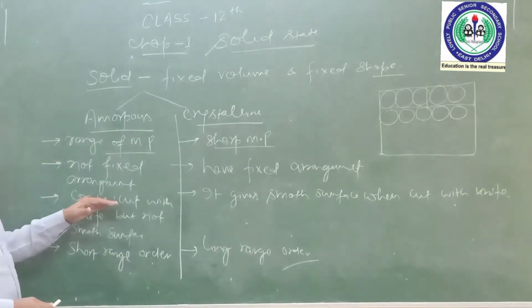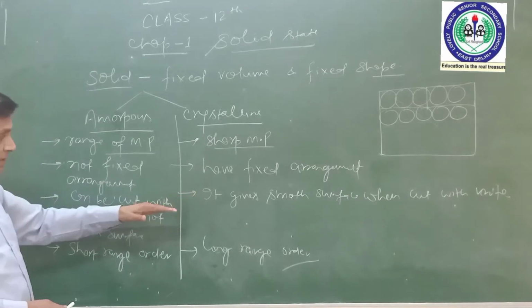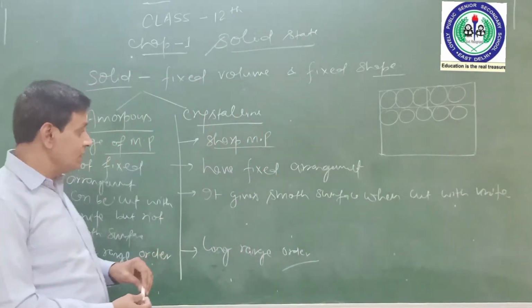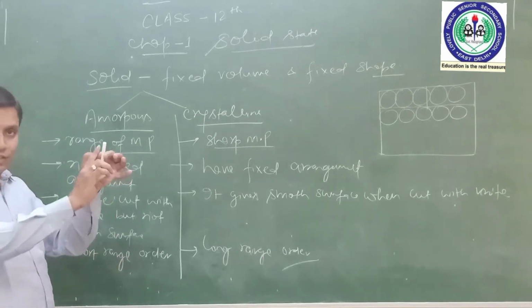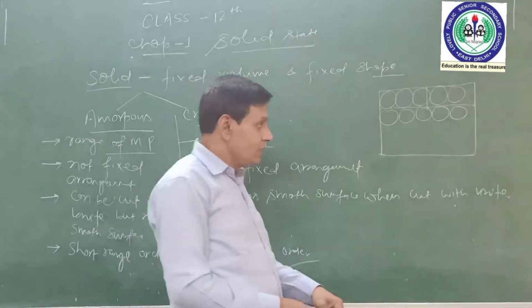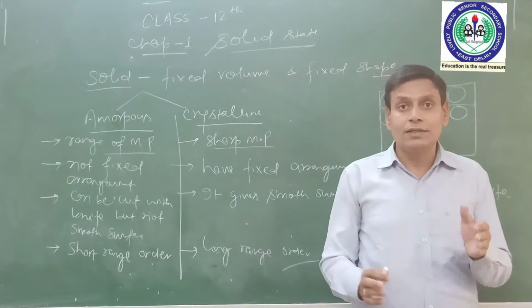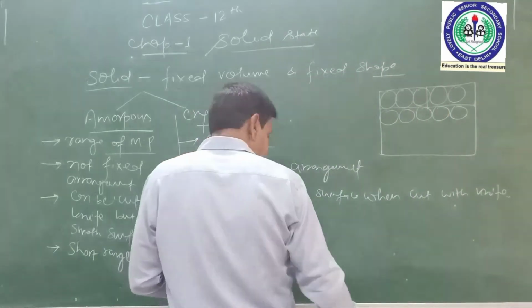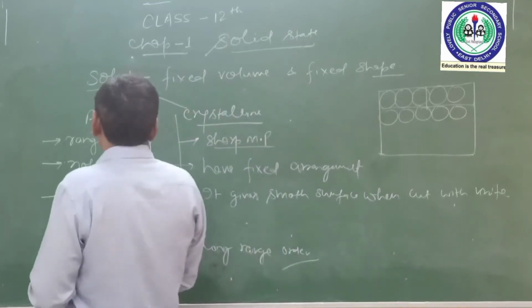You can melt it or take it under its melting point. A crystalline solid melts at a sharp melting point. If you cut with a knife, it gives a smooth surface, while an amorphous solid gives a rough surface. So through these we can identify whether the substance is amorphous or crystalline. Okay? Moving forward. Next.